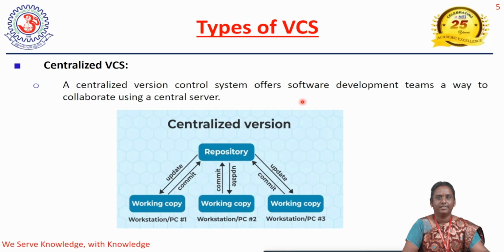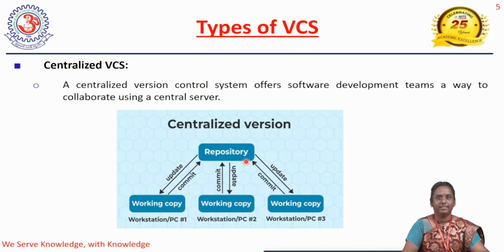The code will be available in the central repository, and a copy of the code will be taken and executed by this workstation or PC1. After he completes his update and commit, it will be put back to the central server, and from there developer 2 will take it and work, as this flow will go on until the entire life cycle of the software. This is the centralized version control system.